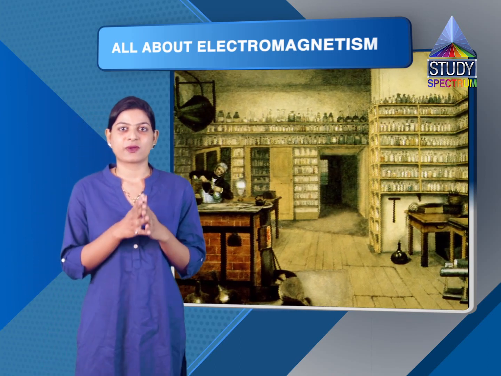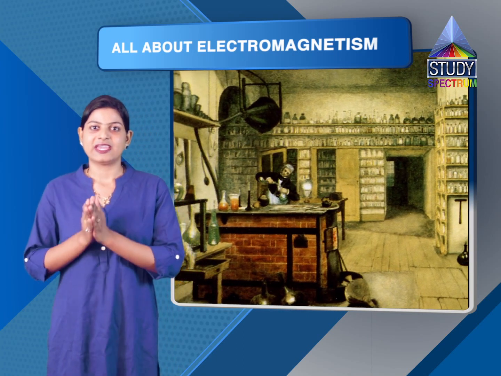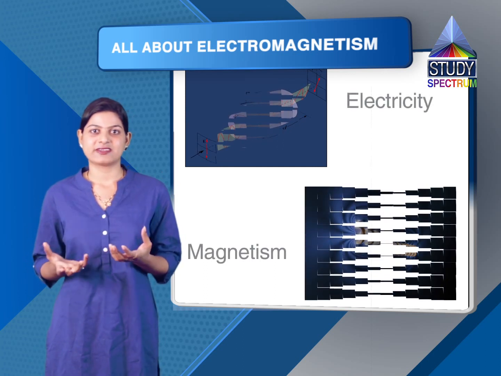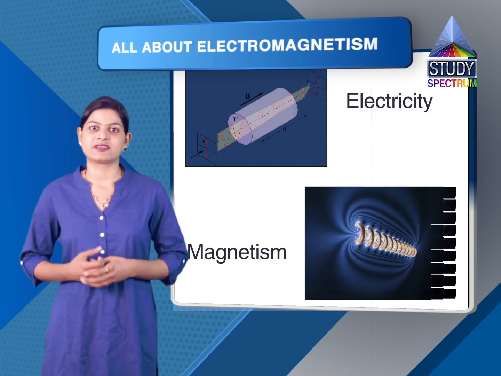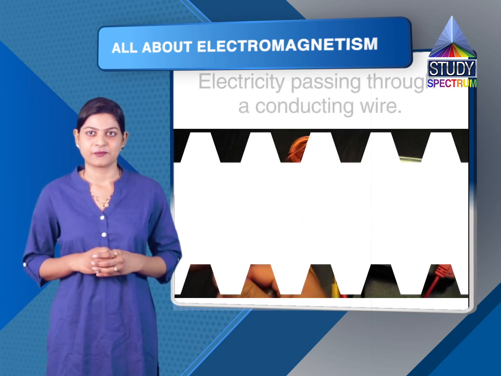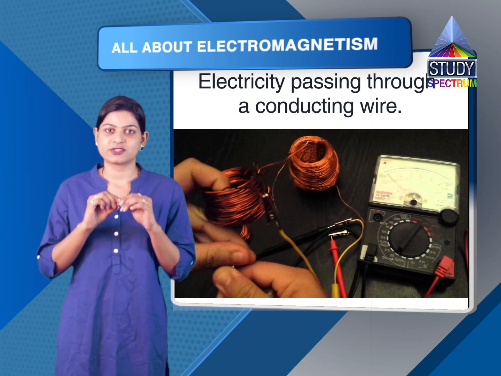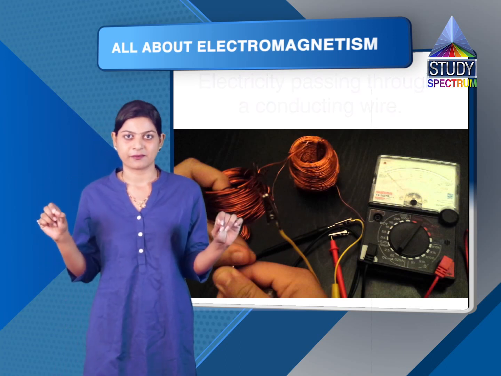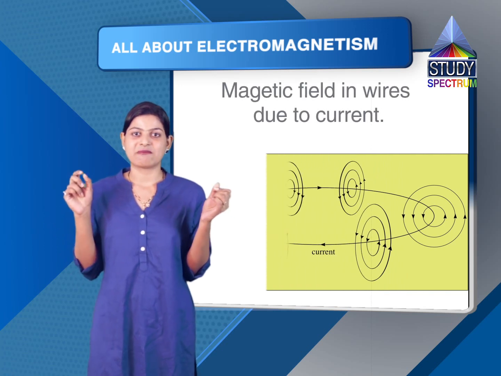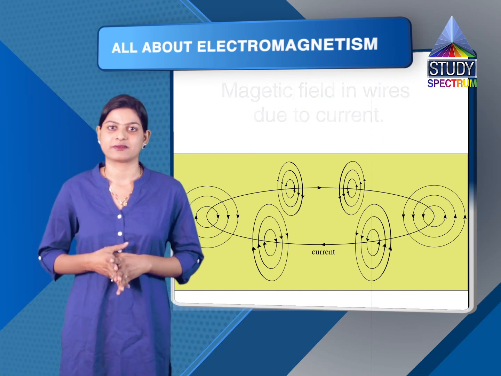Then, after doing a lot of experiments and after a great research, he concluded that electricity and magnetism are closely related to each other. To explain this, he stated that whenever electricity is passing through a conducting wire, magnetism or a magnetic field is produced around that conducting wire.